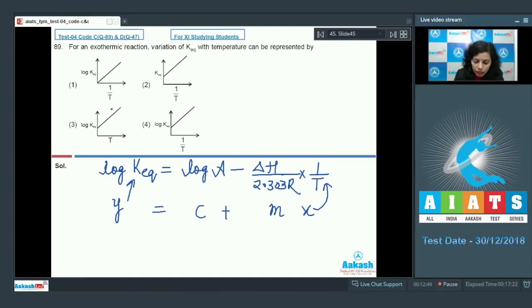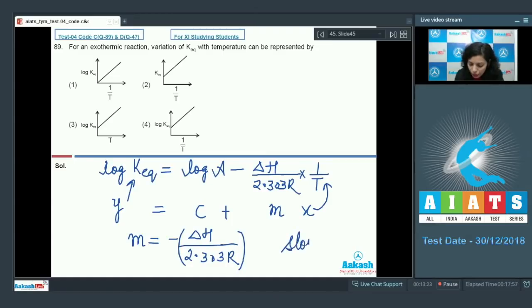In this case, x is 1 by T and y is log K equilibrium. If you look at the given graphs, log K equilibrium is on the y-axis in option 4 and 1 by T on the x-axis. That is also in option 4. And if we talk about the slope, m is equal to minus delta H upon 2.303 R. This is the value for slope. If the reaction is exothermic, it means delta H value is negative. That's why the overall slope becomes positive. And in this fourth option, slope is positive.